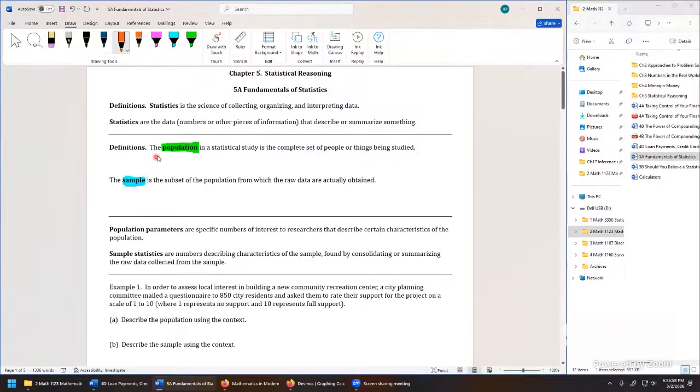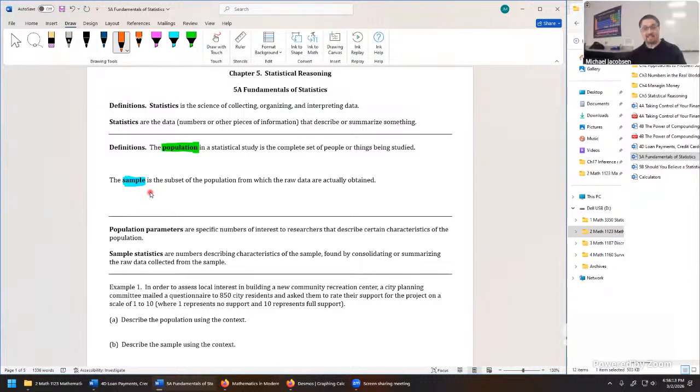So what you're saying is, if we're doing a study of ISU students who drink water, but we decide to only poll 50 students, then 50 students would be the sample size out of the thousands of students that go to ISU? Yeah, exactly. That's exactly what we're saying here. Let's put that down on paper.